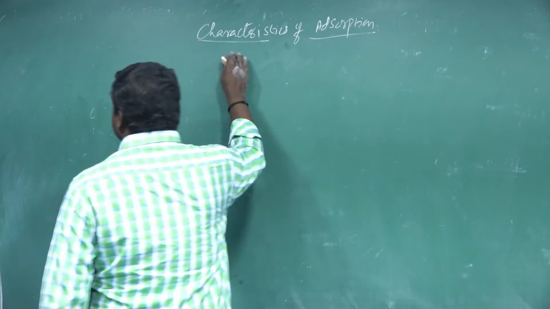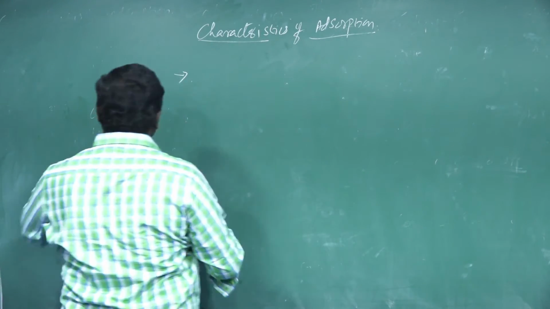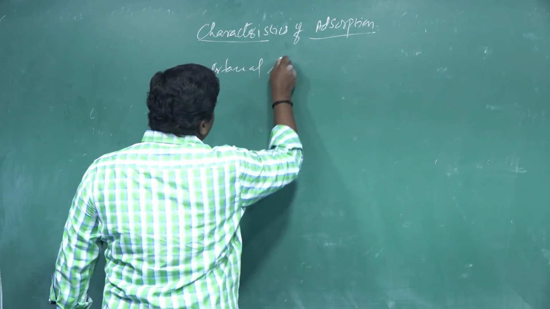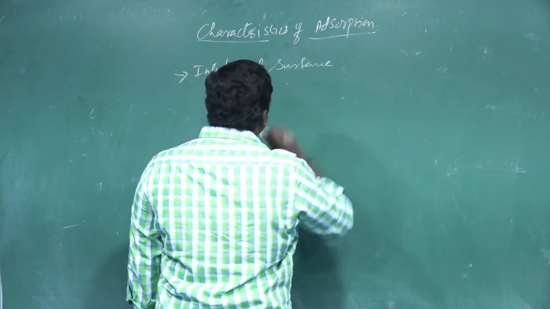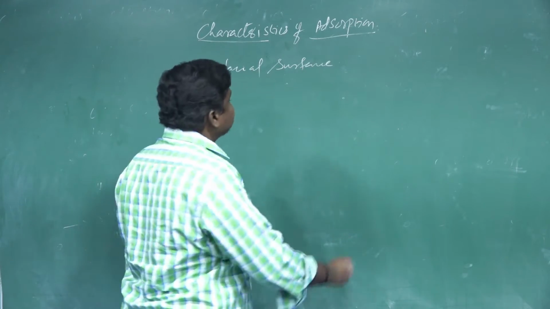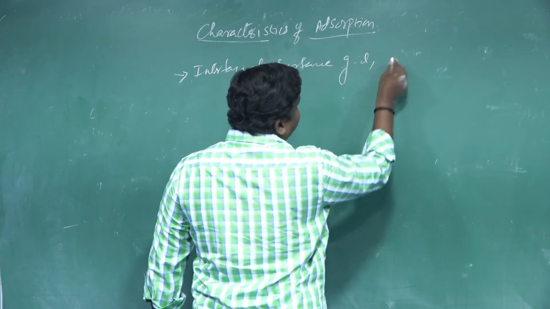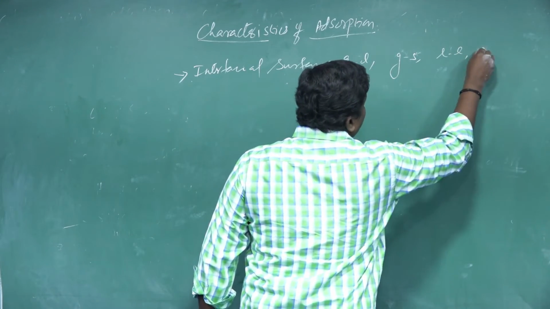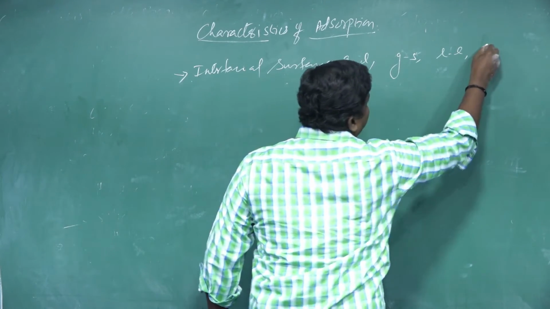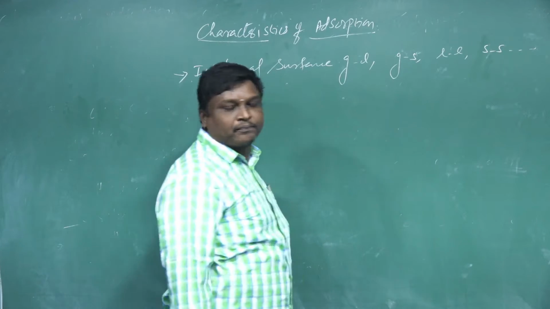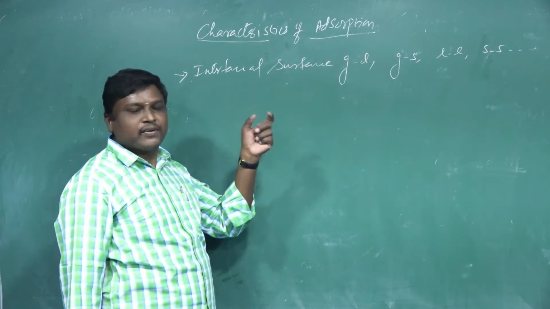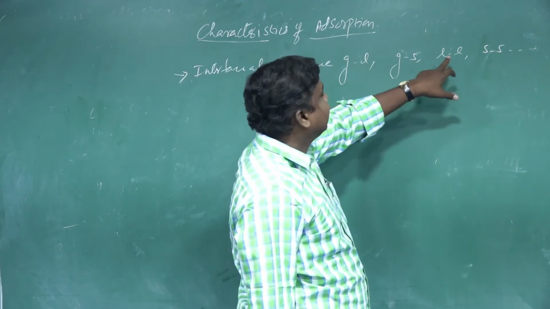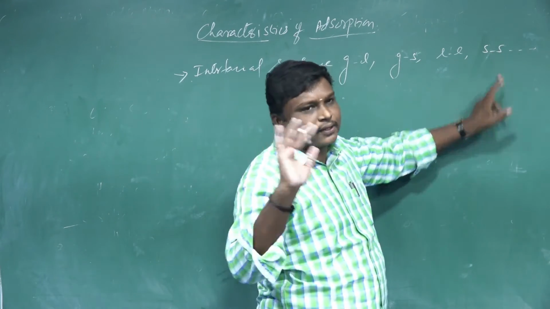Okay. Next, go to characteristics of adsorption. First, number 1, interfacial surface, like gas to liquid, gas to solid, liquid to liquid, solid to solid, etc.